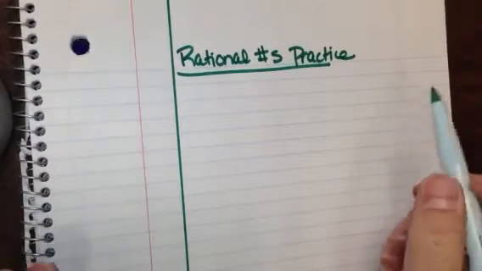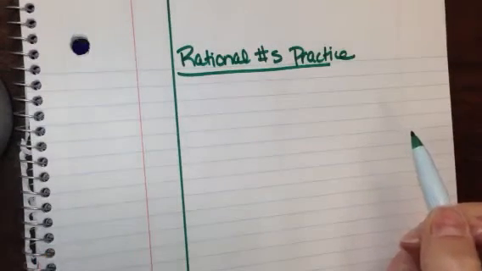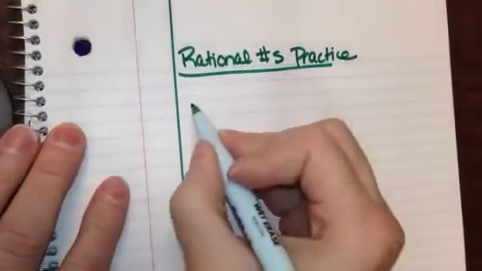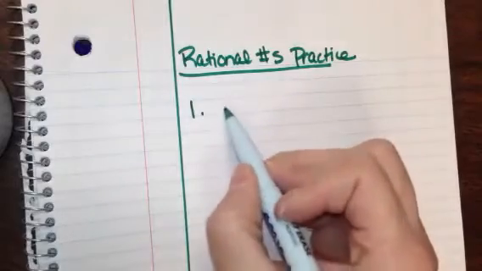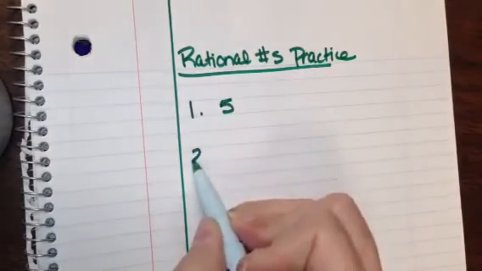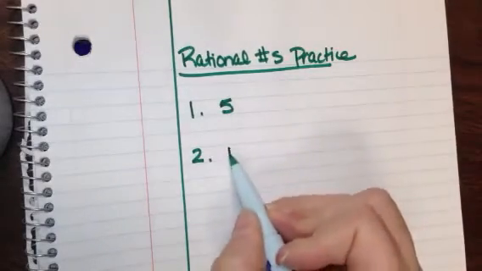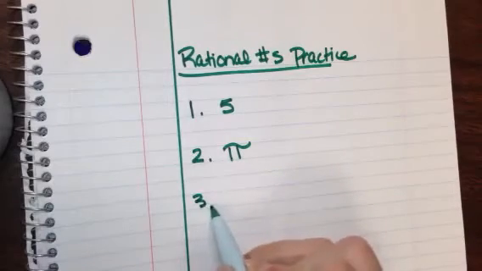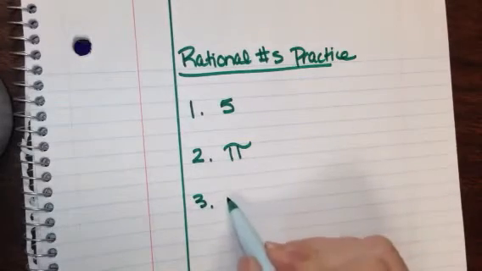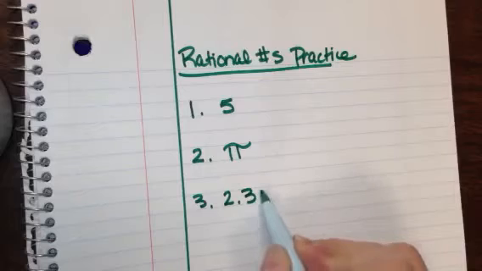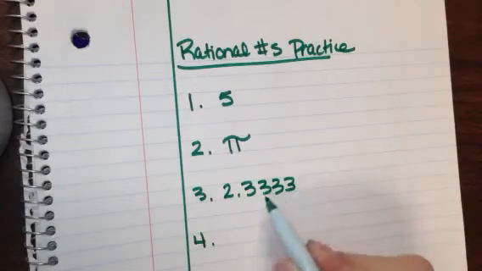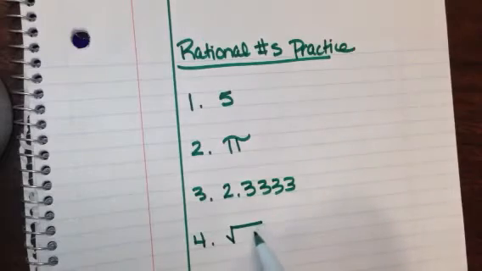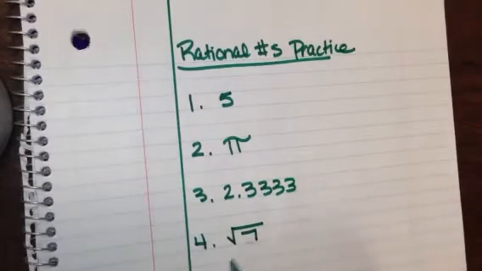All right, so now that we know what rational numbers are, let's do a little practice and some examples. Go ahead and put these in your notes as well. Number 1, let's have 5. Number 2, pi. Number 3, 2.3333. Number 4, square root of 7.